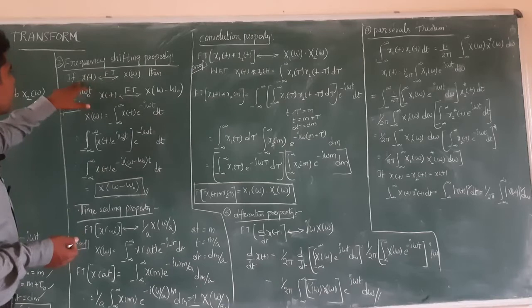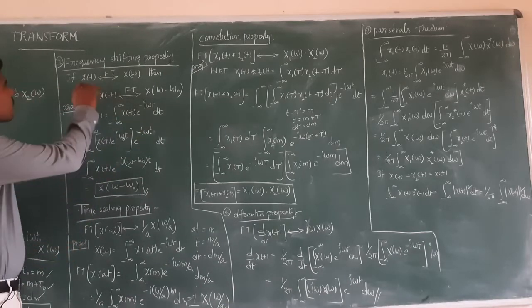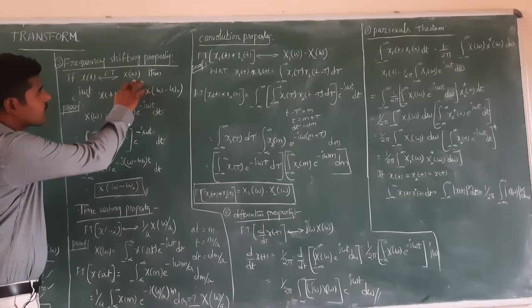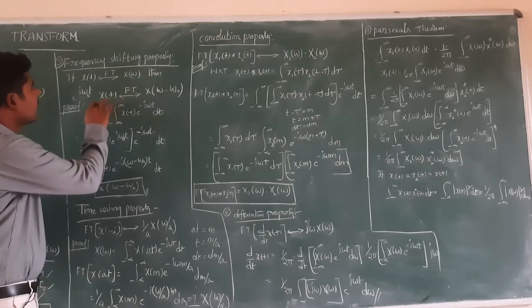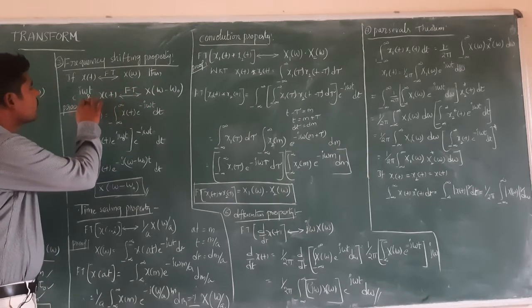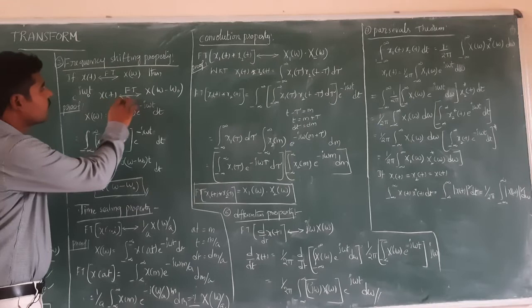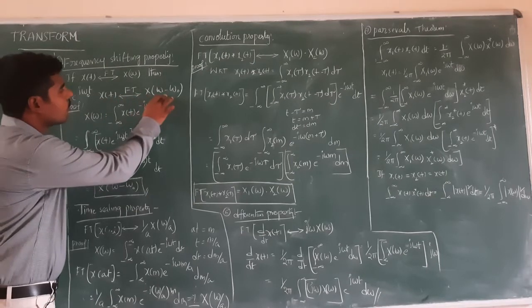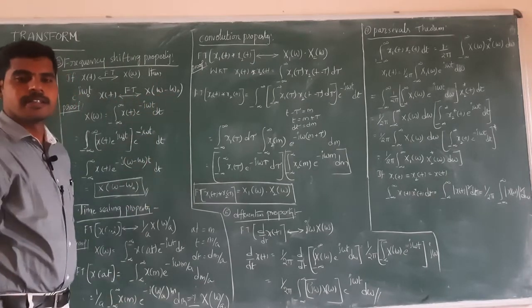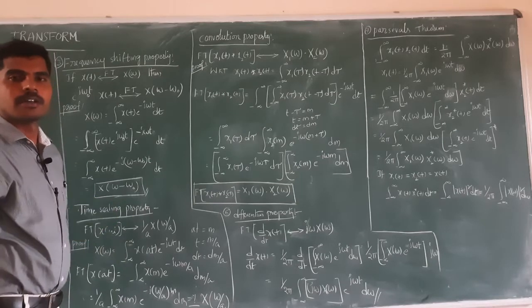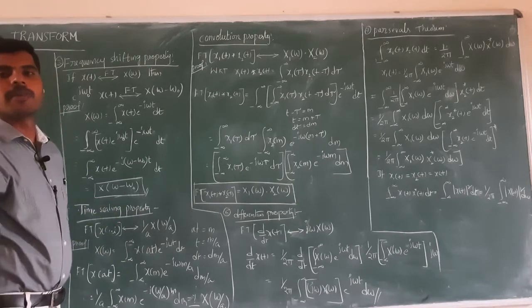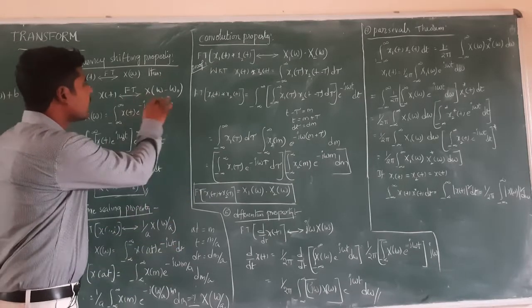If you observe this statement, if x of t Fourier transform gives rise to X of omega, then e power j omega naught t into x of t Fourier transform gives rise to X of omega minus omega naught. Simply I can say in Telugu also, multiplication in the time domain results in shifting in the frequency domain.